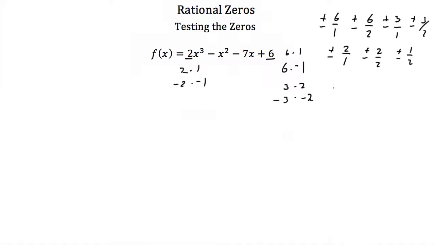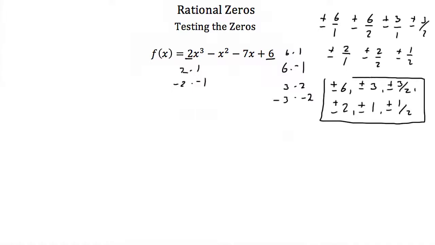So our rational zeros then would be plus or minus 6, plus or minus 3, because 6 divided by 2 is 3. We have a 3 over 1, but we already have our 3. We have a plus or minus 3/2. Plus or minus 2 over 1 is just a plus or minus 2. 2 over 2 is a plus or minus 1, and then we have a plus or minus 1/2. So we have 12 possible rational zeros.